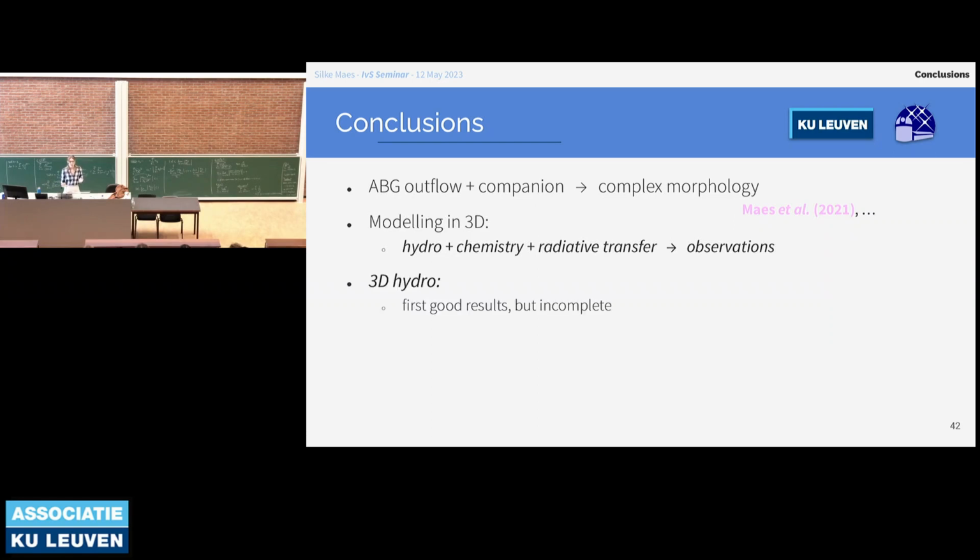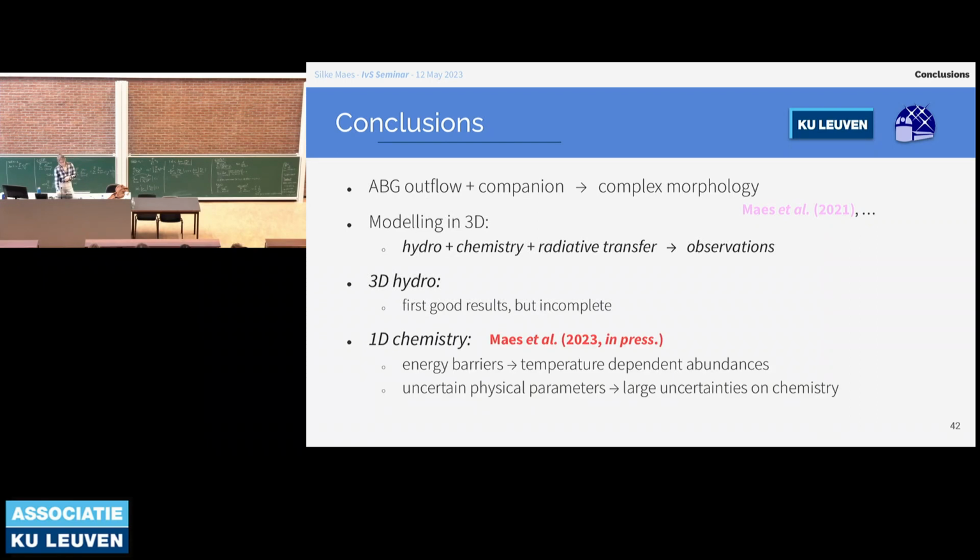For the hydrodynamics alone in 3D, we already get some good first results, and this is very interesting. And now we can just gradually add more physics to it, so we can really disentangle all the effects. And also the 1D chemistry gives us a similar notion. We now know why abundances become temperature dependent. I found that this is mainly due to the energy barriers. And we also still need to take care of the uncertainties that it can bring along. But as a whole project, we also know more about chemistry now, and so we're ready to couple these two.